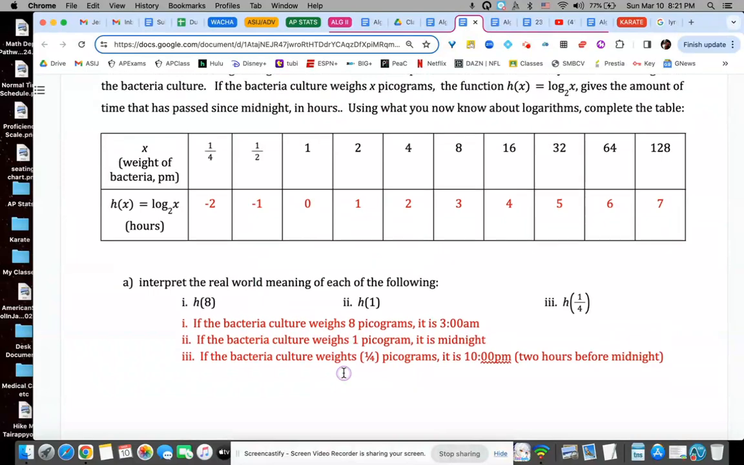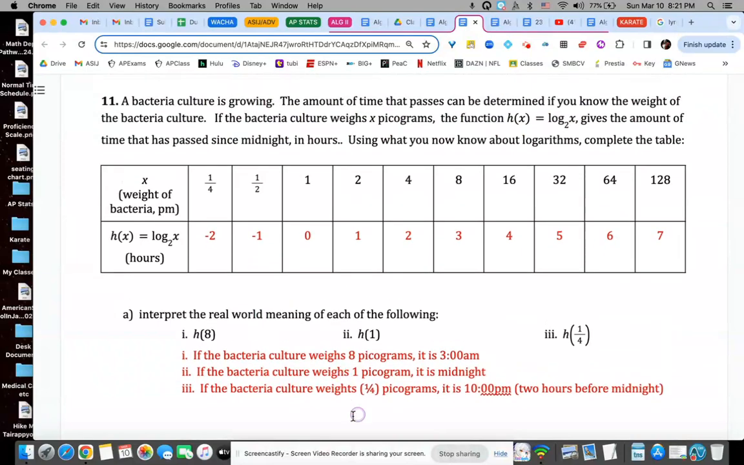All right. So what's going on here? There's some context that you have to work your way through and understand. So what do all these mean? Number 1 says h of 8. So if I put 8 in for x, sorry, x is the weight, and this is after midnight. So if we put in 8 for x, then our answer would be 3. So that means 3 a.m. because it's 3 hours after midnight.